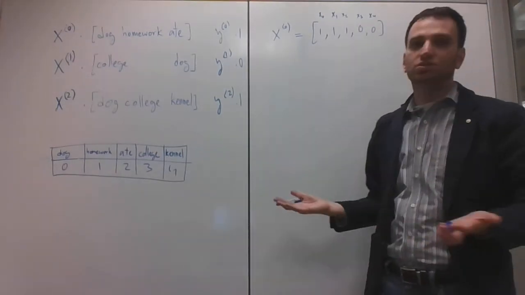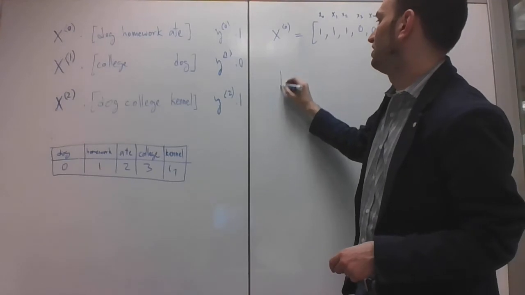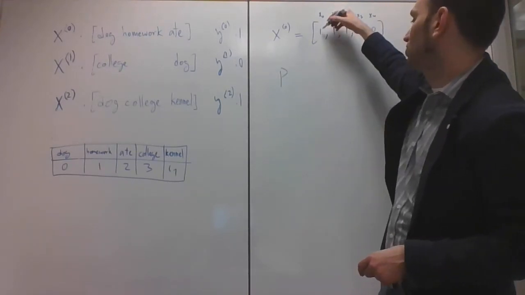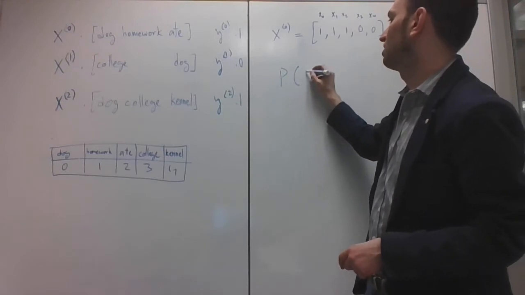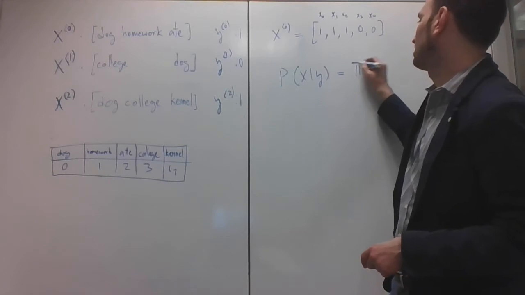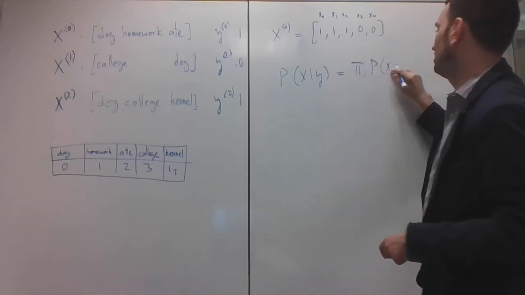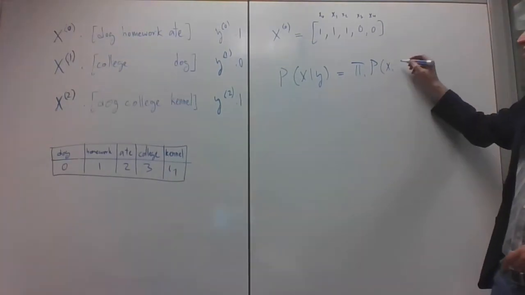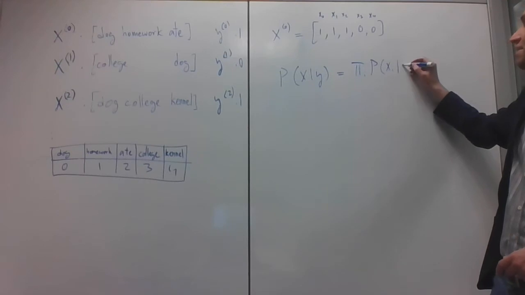Now we're ready to state the naive Bayes assumption. The naive Bayes assumption is basically that the x's, those 1s and 0s, are conditionally independent given y. So we'll say that the probability of x given y is just going to be the product of the conditional probabilities for the individual components of the x, so the probability of xi given y.